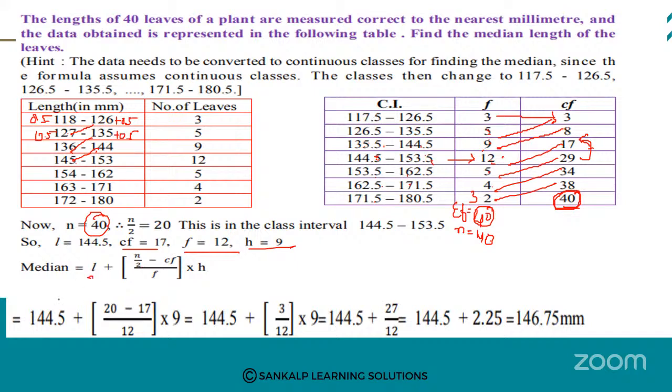The L value is 144.5, n by 2 is 20, CF is 17, divided by 12 into 9. That is 144.5 plus 20 minus 17, which is 3 by 12 into 9. So 144.5 plus, 3 9s are 27, divided by 12. If you calculate 27 divided by 12, you will get 2.25. 144.5 plus 2.25 is 146.75. Okay. So this is for 3 marks.